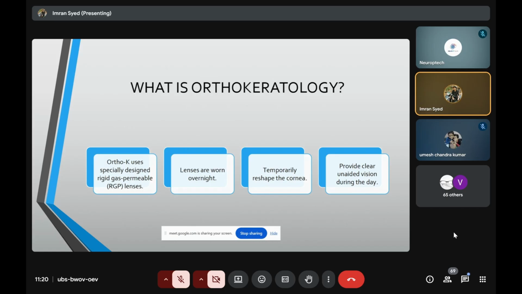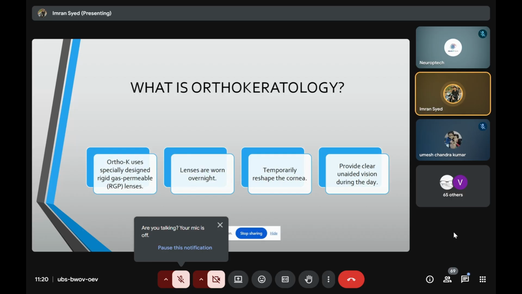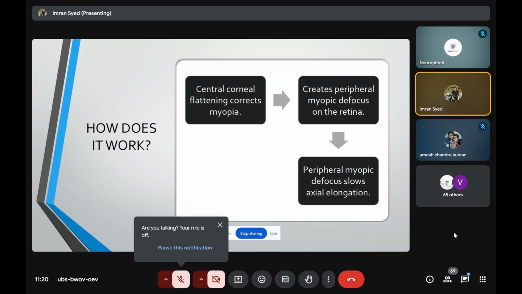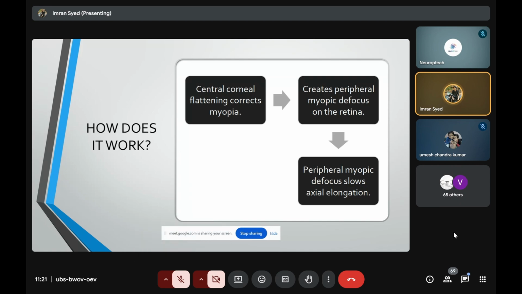It's meant to be worn overnight, and it temporarily reshapes the cornea, which will provide better, clear, unaided vision during the day. Now, how does it work? The central cornea flattens, which in turn corrects the myopia. The peripheral area, which is the treatment zone, the reverse curve zone, creates a peripheral myopic defocus, which in turn helps in slowing the progression of myopia, because this peripheral myopic defocus also slows the axial elongation. This is how the ortho-k lenses work in pediatric patients.